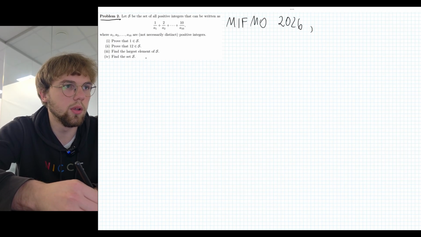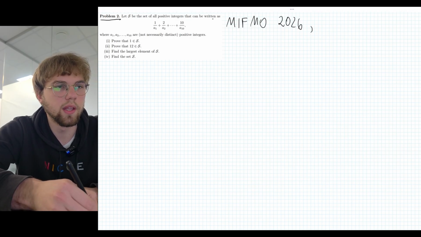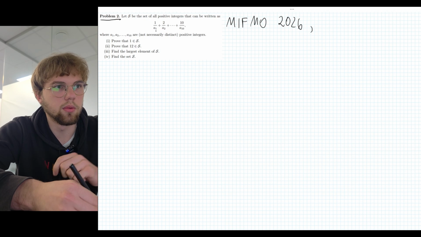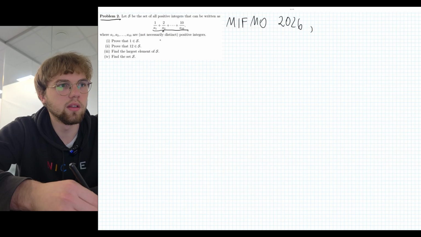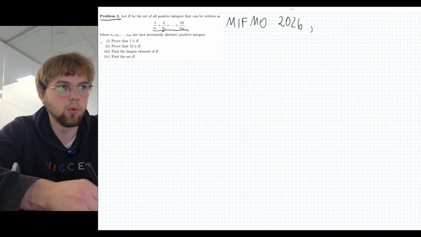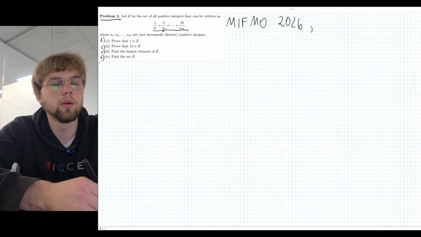So what do you do when you get this problem? Well, you read through the problem statement. So let S be the set of all positive integers that can be written in this form, where A1 up to A10 are not necessarily distinct positive integers. And you see that we have 4 parts. This is part 1, this is part 2, this is part 3, and part 4.